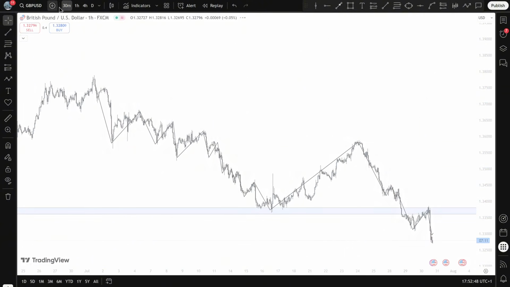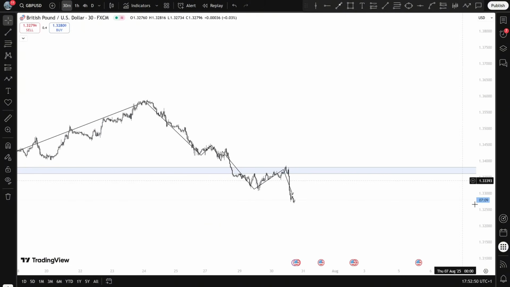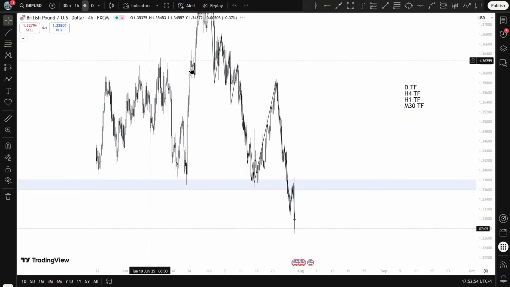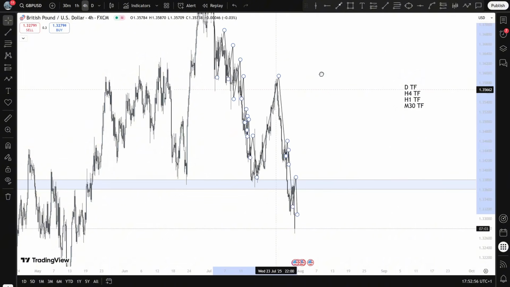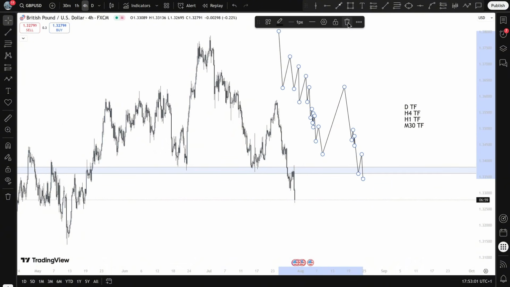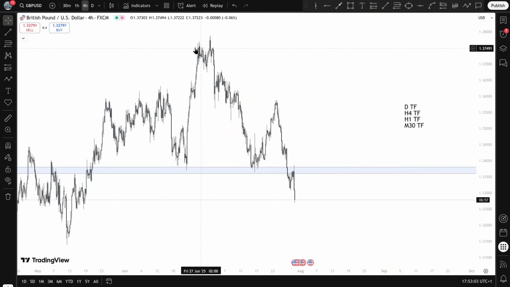Taking from the 30-minute time frame, price is bearish, as you can see. From the daily time frame, price is bearish. From the 4-hour time frame, price is bearish, and on the 1-hour time frame, price is bearish, and also on the 30-minute time frame, price is bearish. What do you do whenever price is bearish like this? All you have to do is look forward to a selling opportunity.